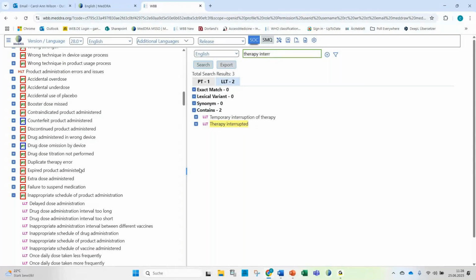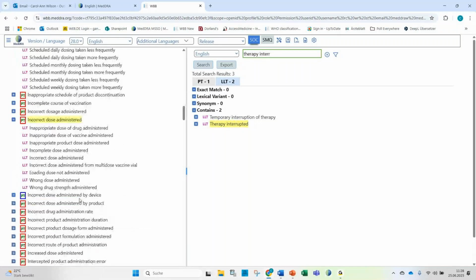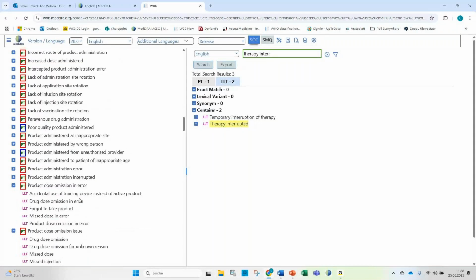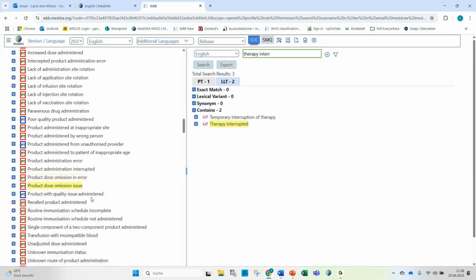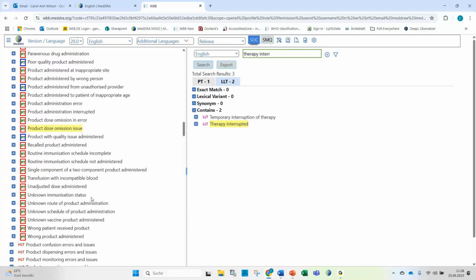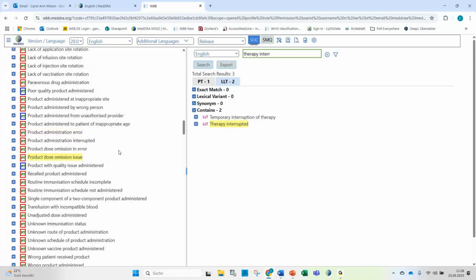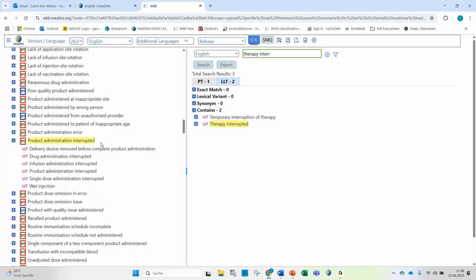Then we've had a question about interruption of administration. So, for example, if it's an infusion and it becomes blocked and they stop it so they can replace the line, that would be product administration interruption. That would be correct. That's different from interruption of therapy, isn't it? Yes. Here it is, product administration interrupted. This is referring to such a scenario. Infusion administration interrupted, for instance.